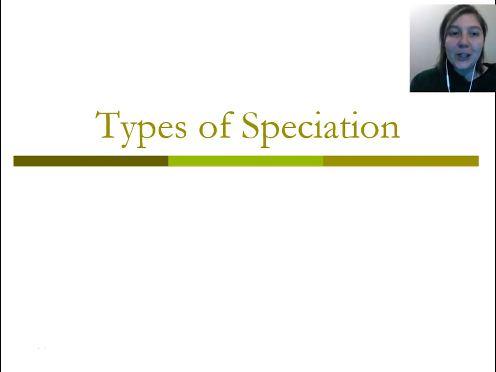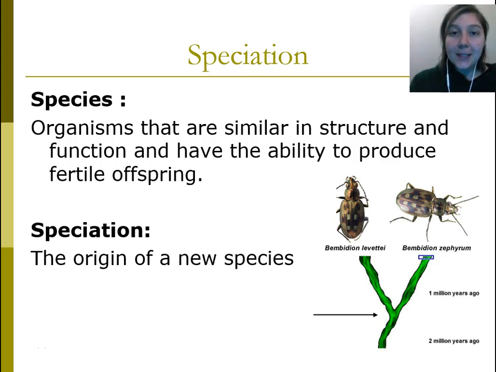Types of speciation. Speciation might be a long word, but it's a pretty simple idea that new species are being created. And a species is a group of organisms that are similar and have the ability to produce fertile offspring. So basically, it is a group of organisms that can have babies that are able to have babies, which is what being fertile is.